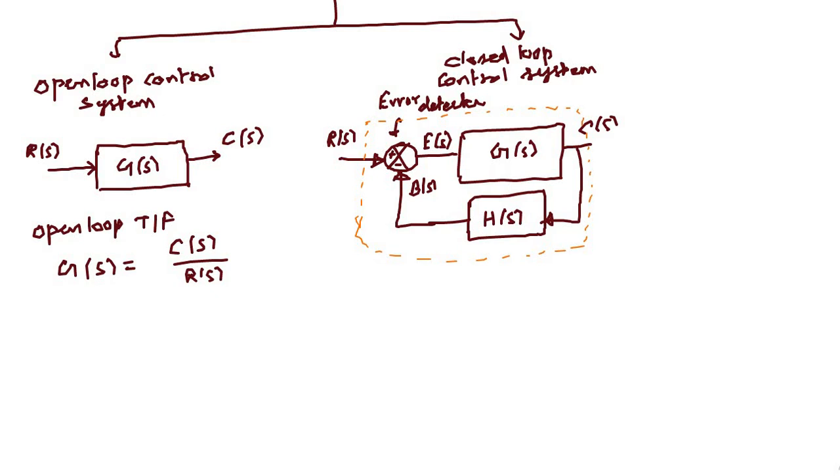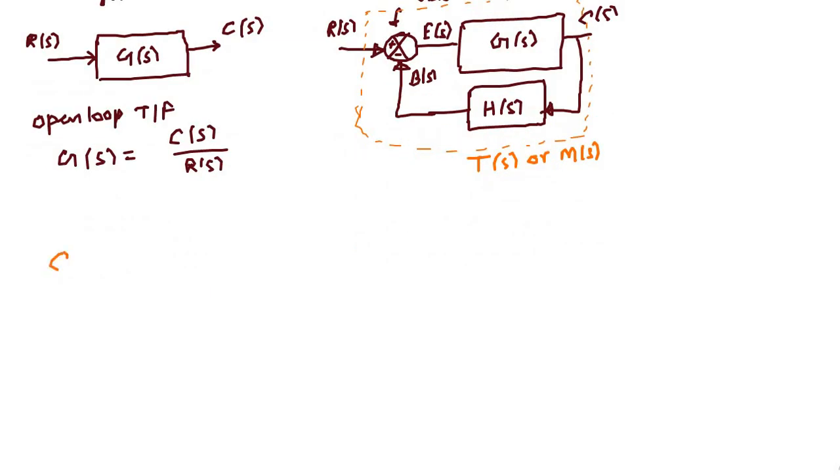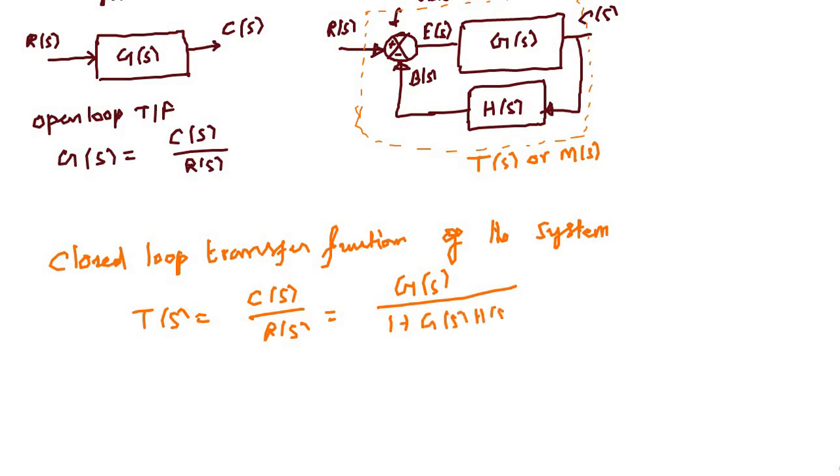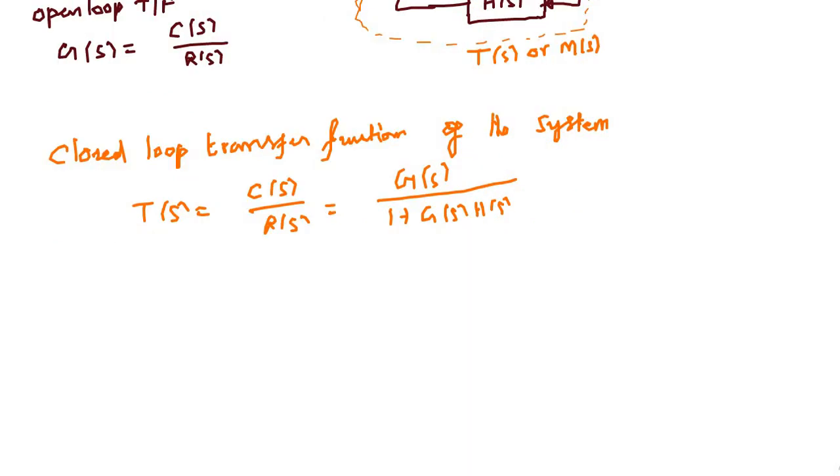The transfer function is now called the closed loop transfer function, and it is represented by just T(s) or M(s). We can use either of these two symbols, so I'll use T(s). The closed loop transfer function of the system, T(s), is again C(s) divided by R(s). As we discussed yesterday, it is equal to G(s) divided by 1 plus G(s) into H(s). This G(s) into H(s) is called the loop transfer function of the closed loop system, or just write down loop transfer function.